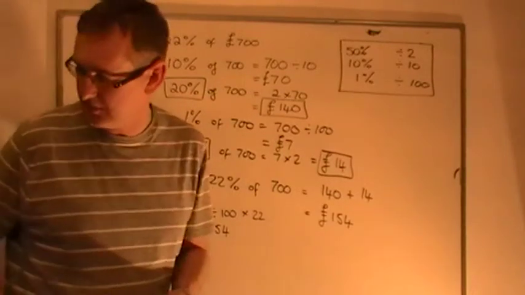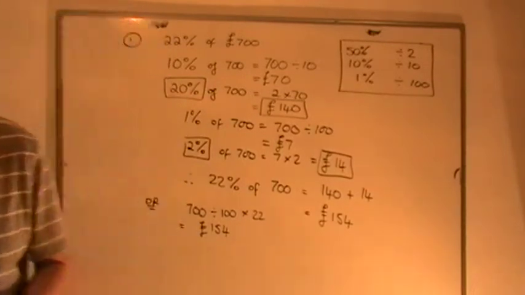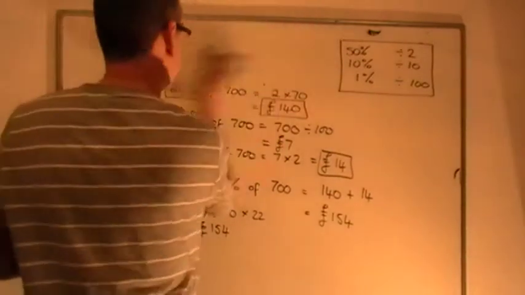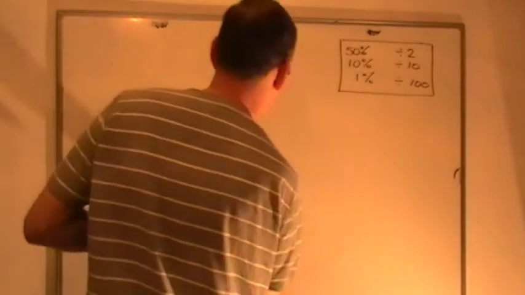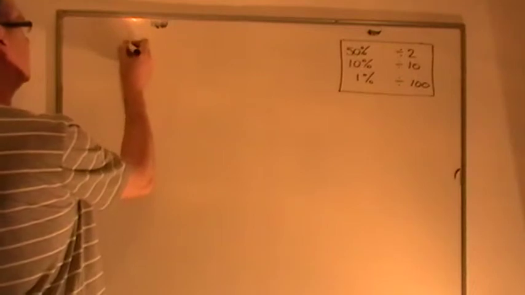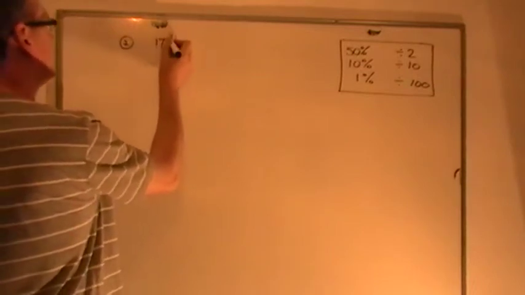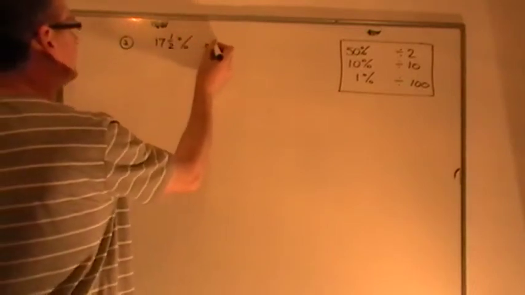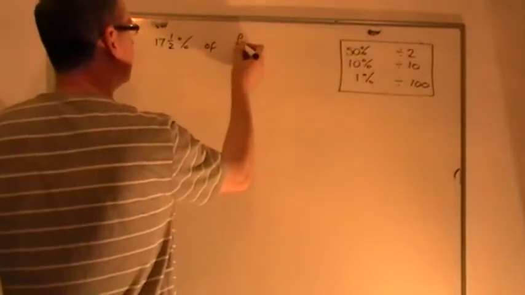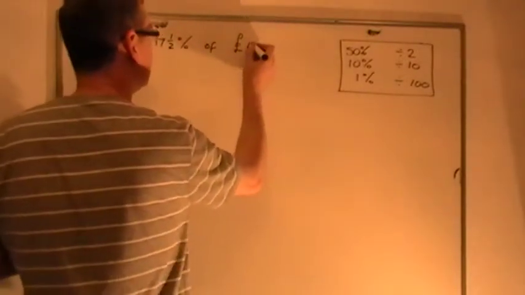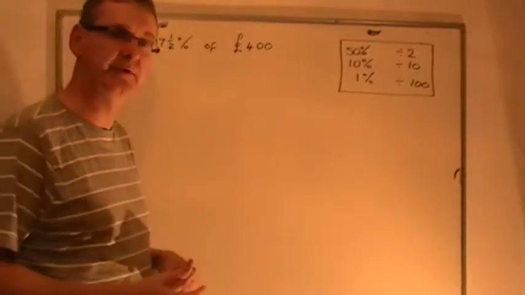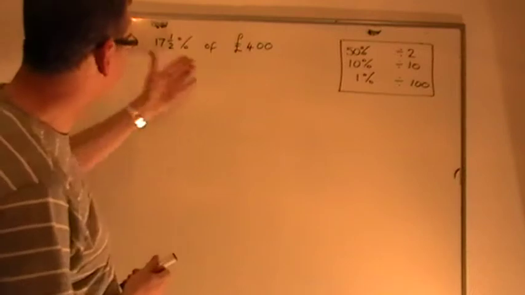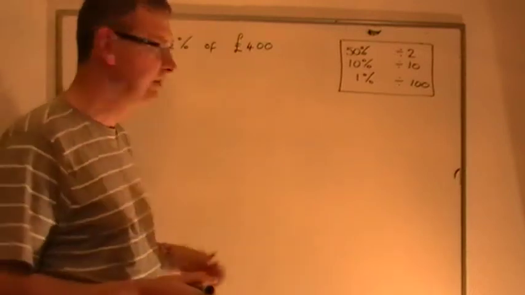Let's try another example. Question 2. I'll do it a bit more quickly this time. For question 2, I'll do a slightly more awkward calculation. What about 17.5% of, I'll keep the amount of money fairly easy, so we can do it as a paper 1 or a paper 2 calculation. 17.5% of £400.